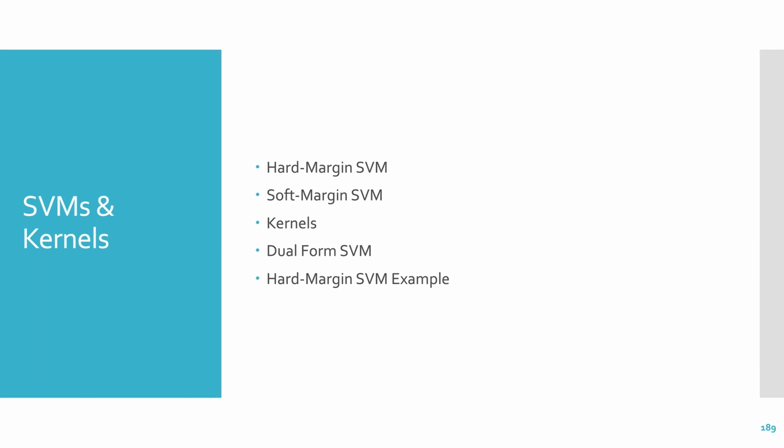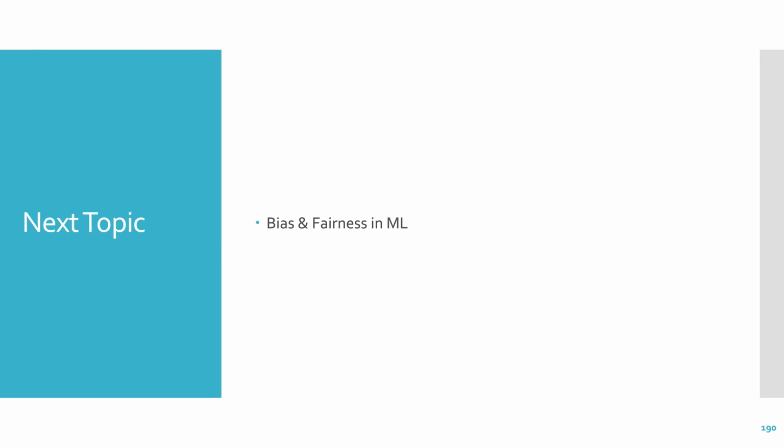In this video, we covered the hard margin SVM, the soft margin SVM, kernels, the dual form of the SVM, and we went through a hard margin SVM example that you can do by hand using guess and check. The next topic in this class will be bias and fairness in machine learning.